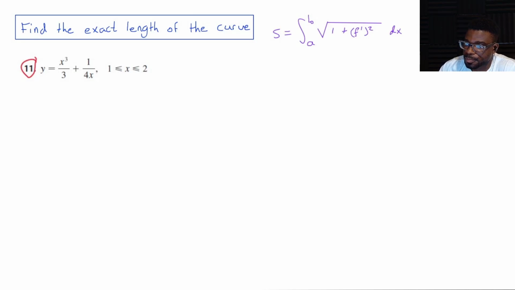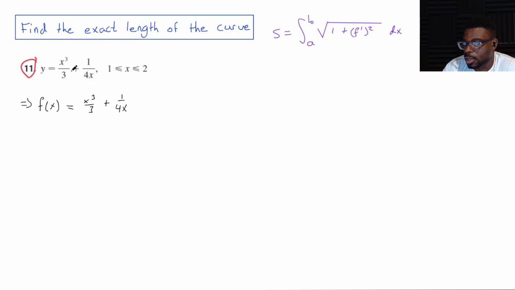Problem number 11. Okay, so as usual, first thing we're going to do is identify f of x. Our f of x is, in this case, x cubed divided by 3 plus 1 divided by 4x. And our bounds a, b are going to be 1 to 2.